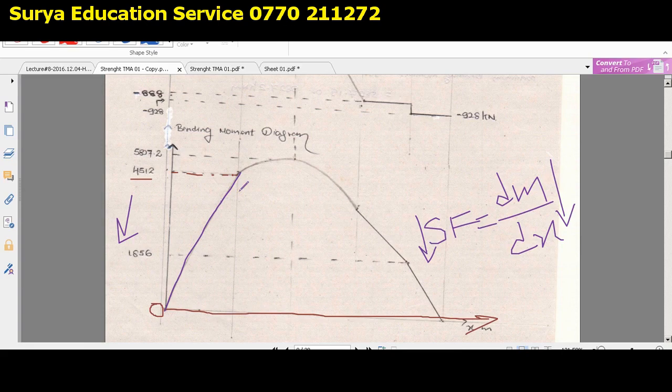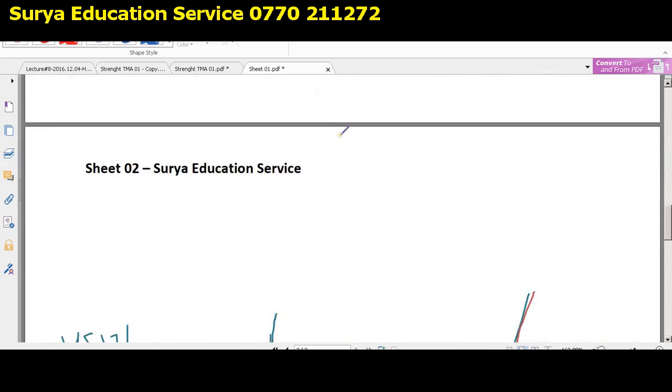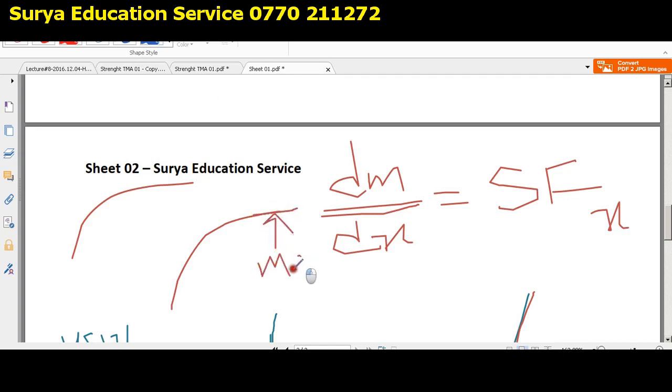So now the next case. I told you there is a fundamental thing, right? Previously also I told that dm by dx, the first derivative of the bending moment corresponding to the length, symbolizes the intensity of the shear force at the particular location. So that means if the bending moment is maximum, say for an example, at this point the bending moment is maximum, say this is the maximum point.